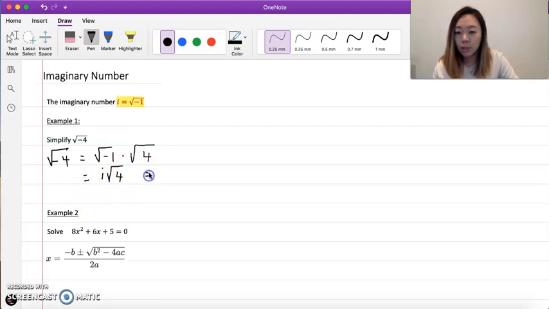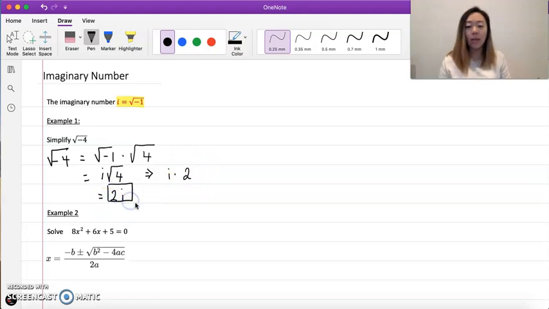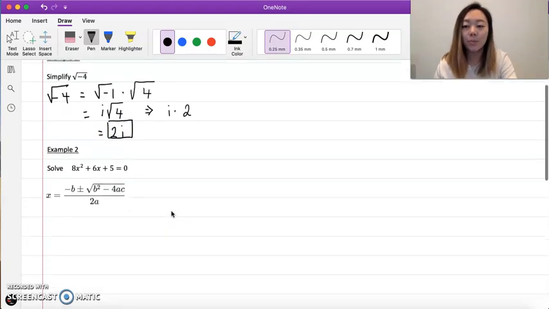So this actually turns into the imaginary number i times 2. And then when we write our final answer, usually the number comes in the front, so we would say 2i. And then we box it, that's it. And that's our final answer. So let's take a look at another example.